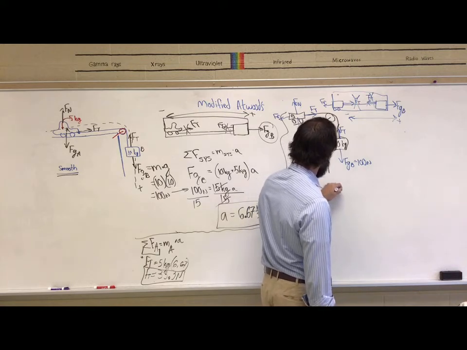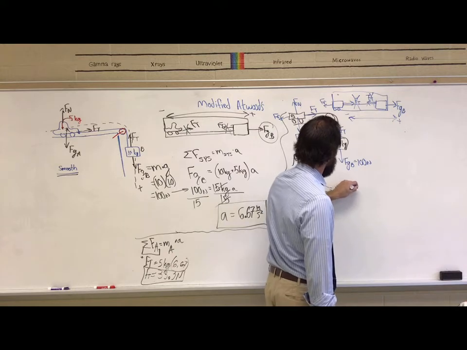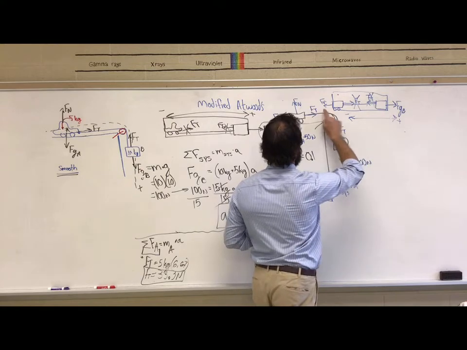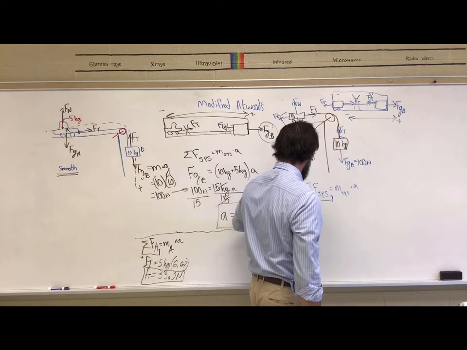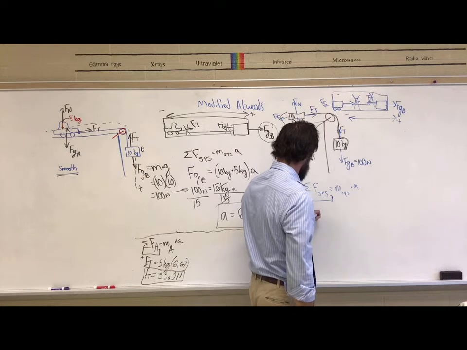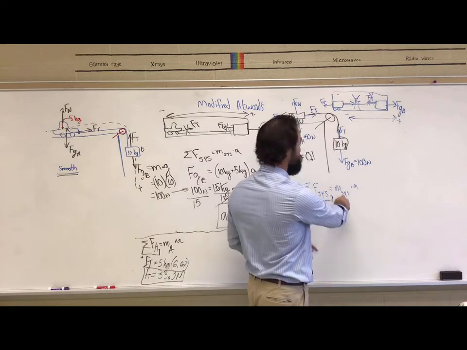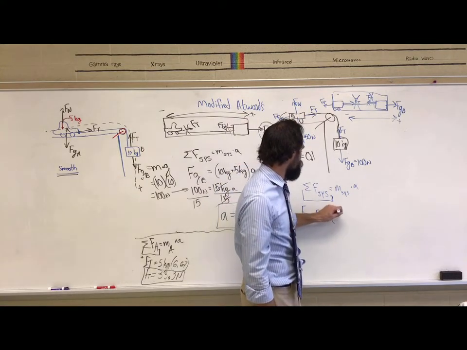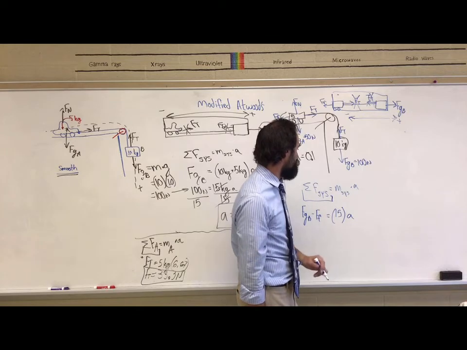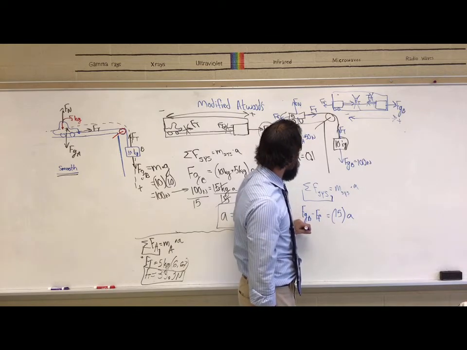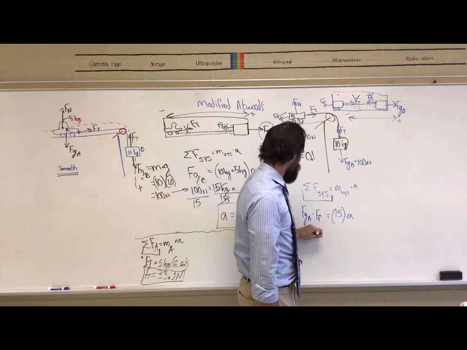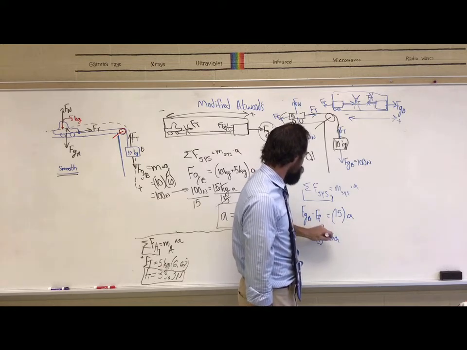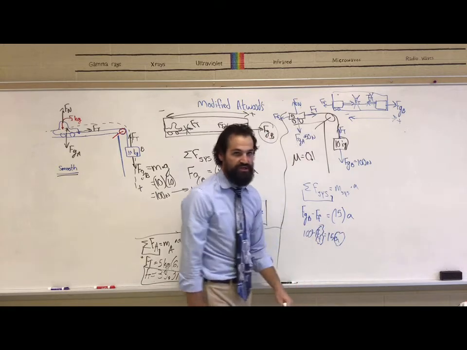Net force of the system equals mass of the system times acceleration. Net force of the system would be FGB minus the force of friction. And that's equal to the mass of the system, which again is going to be the mass of both objects added together. 10 plus 5 is going to give us 15 kilograms times the acceleration. We know FGB is 100 newtons, so 100 minus FF equals 15A. Except now we have two unknowns. Acceleration is unknown and friction is unknown.